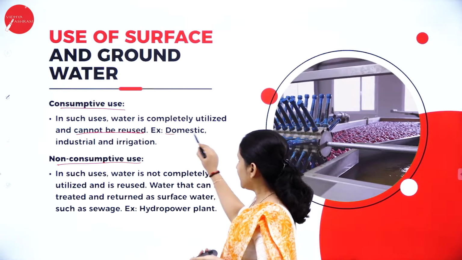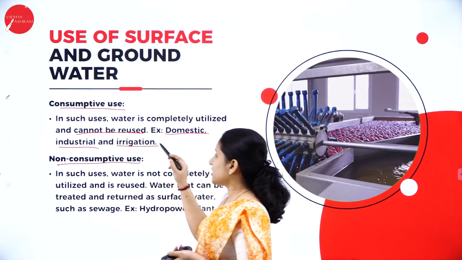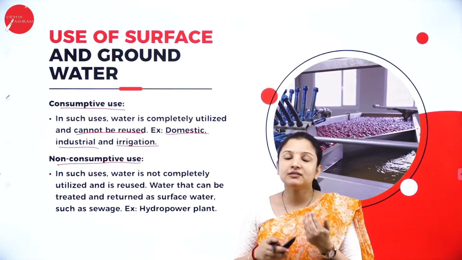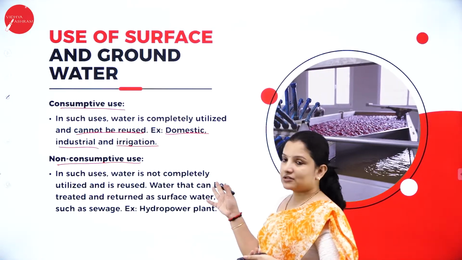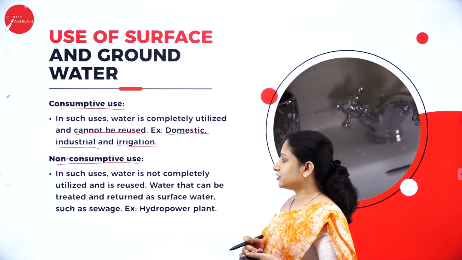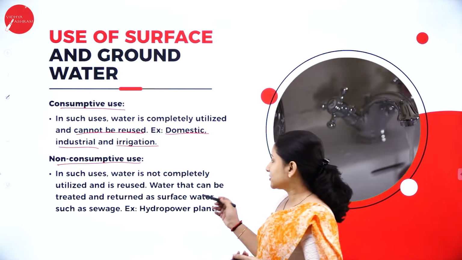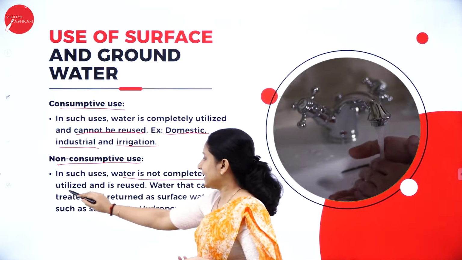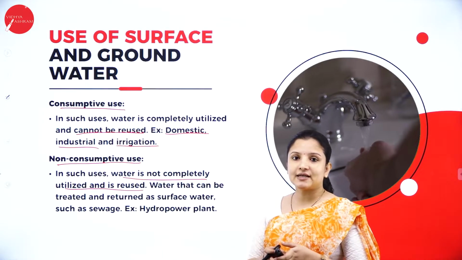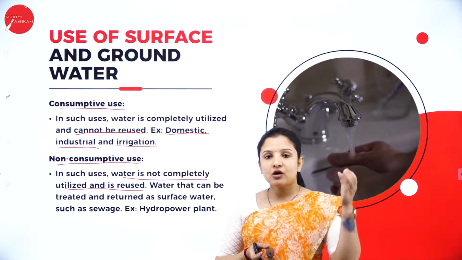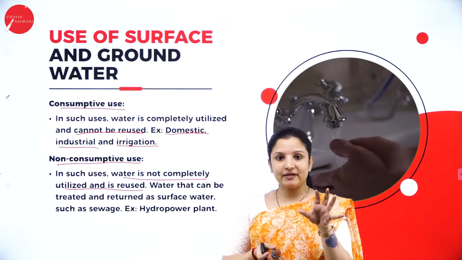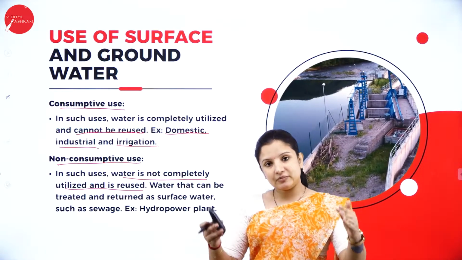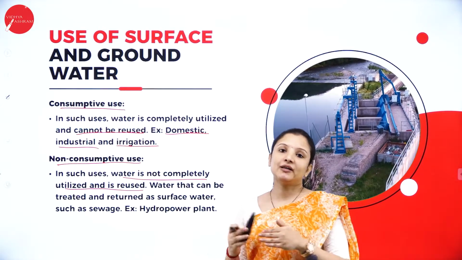Say, for example, domestic water, industrial water, irrigation-related water, all that, once you use it, it is over. You cannot recycle it and you cannot get it back. So they are the consumptive uses of water. In the non-consumptive uses of water, the water is not completely utilized and therefore it can be reused. Say, for example, sewage water. So what is sewage? All the industrial waste and all that would have been dumped into a particular water body. Now, what can be done is that the water can be collected and sewage treatment can be given to it.